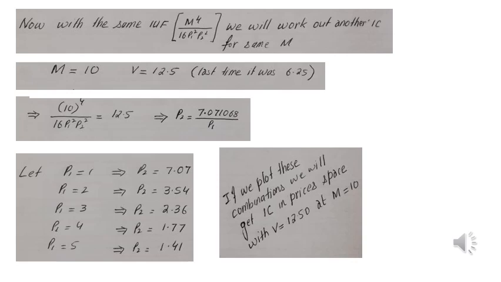So these are the 5 combinations of prices and income. The first combination is 1 and 7.07. The second combination is 2 and 3.54. The last combination is 5 and 1.41. At all these combinations, the utility level is the same and the income is also given. So if we plot these combinations, we'll get an indifference curve.